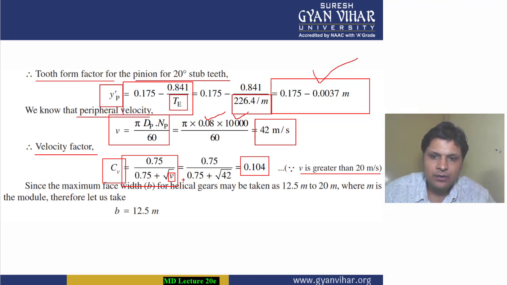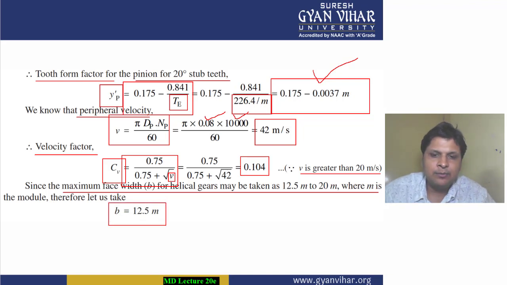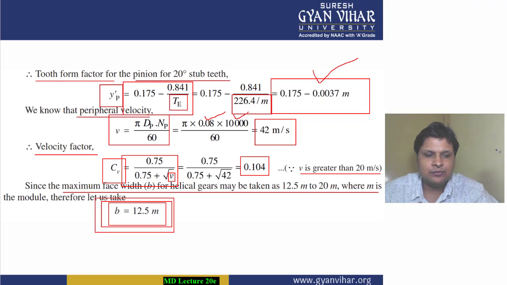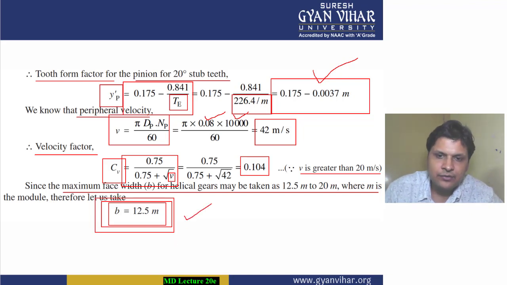Now, the maximum face width. If the relation between face width and module is not given in the question, then generally the relation is B is equal to 12.5 m. So if it is not given in the question, you can take it by yourself. Face width is always 12.5 into module. Generally this is the value, so you can take this value by yourself, students.